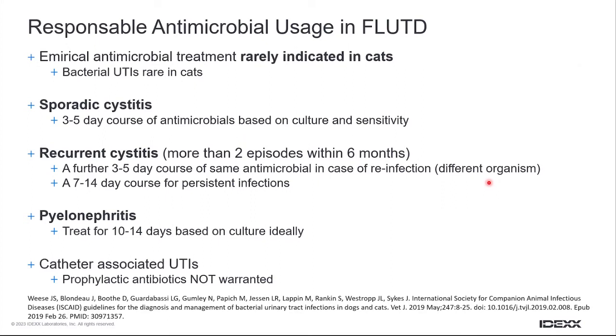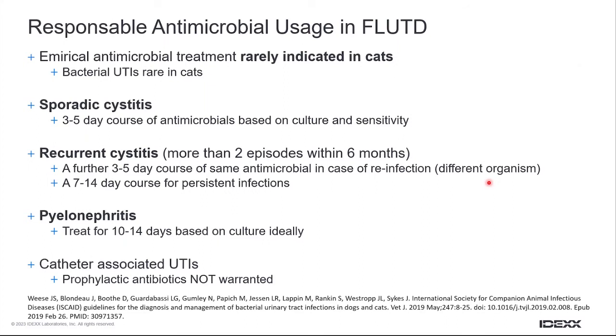If you then have an animal with recurrent cystitis, which means more than 2 episodes within 6 months of each other, you can use the same antibiotic again for another 3 to 5 day course. Ideally, once again, you would culture to be certain, because these will generally be different organisms. So knowing that it's going to be an acceptable antibiotic choice is very important. Or if it's a persistent infection, a longer course of 7 to 14 days. But generally, a 3 to 5 day course for a confirmed bacterial UTI is more than enough.